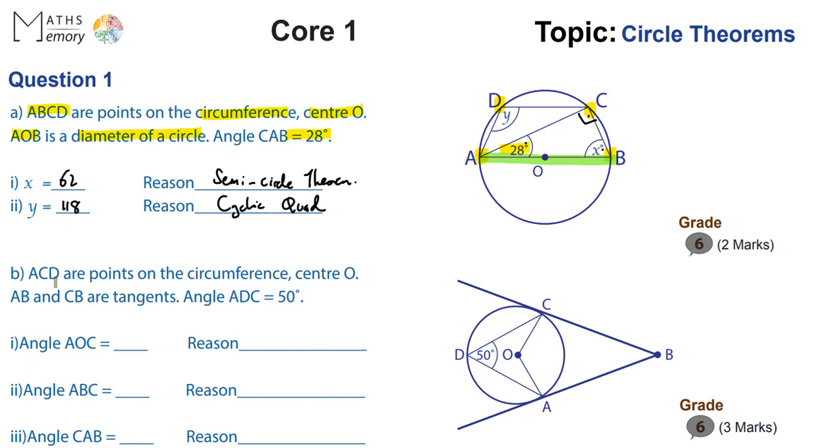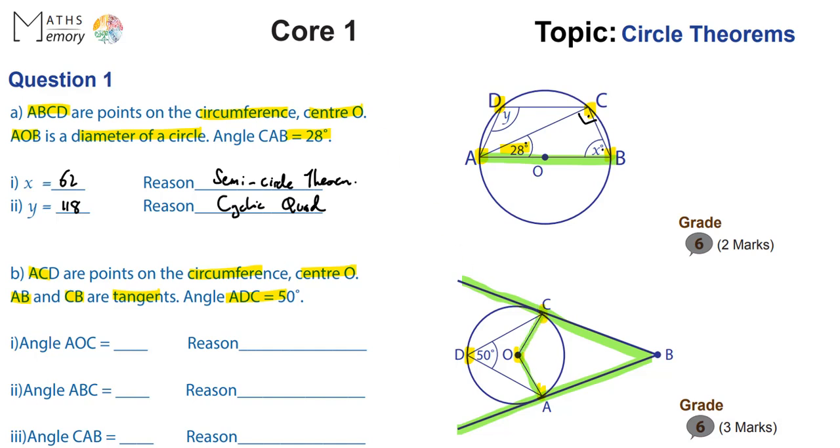Part B. So A, C, D are points on the circumference, center O. AB and CB are tangents. Angle ADC is 50 degrees. So we just said that these are points A, C, D, and we have center O, and these two are tangents over here. That's basically looking at our key features. If you look at this quite carefully, those are key features in these different colors. We could also say OA and OC are the same length, the two radii as well.